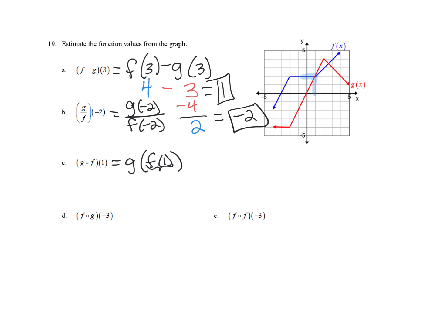So that means I would have G of 2. So I'm going to plug 2 into the G function. So let's see what that is. Red is G, so I'm going to go to 2. And 2 is up here at 4. So G of 2 is 4. So the composite G of F of 1 is 4.